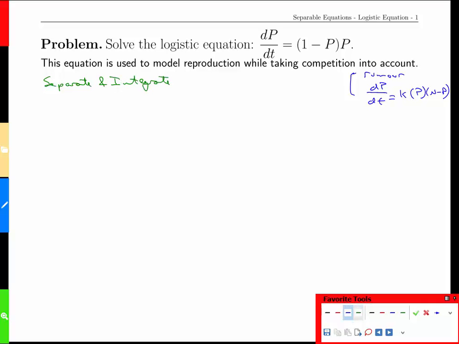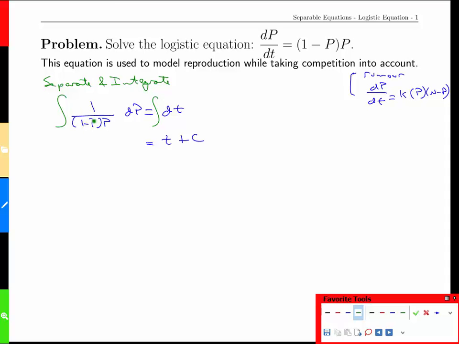So we do our usual thing of separating and integrating. This time, all the p's have to go with the dp. So we have 1 over (1 minus p) times p, dp. The dt comes up, and then we integrate both sides. The right-hand side, straightforward. It's just a t plus a constant.